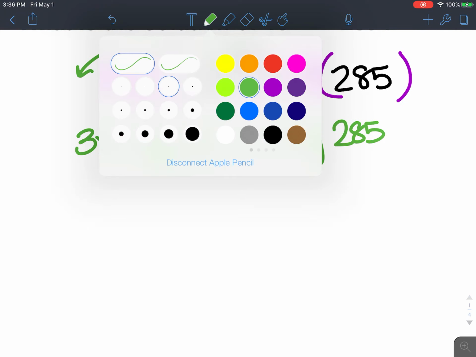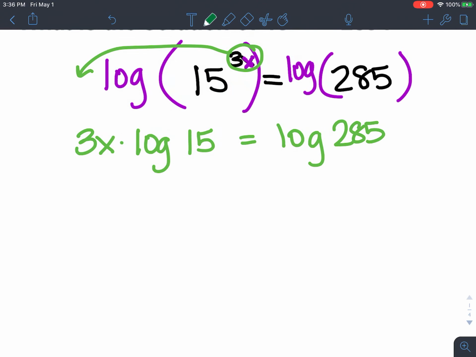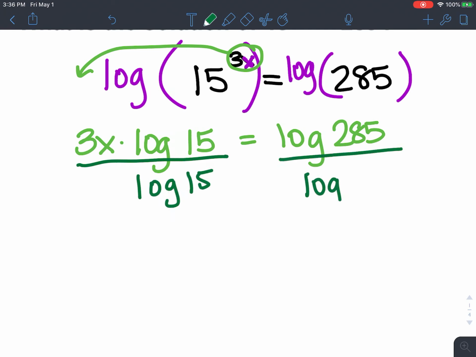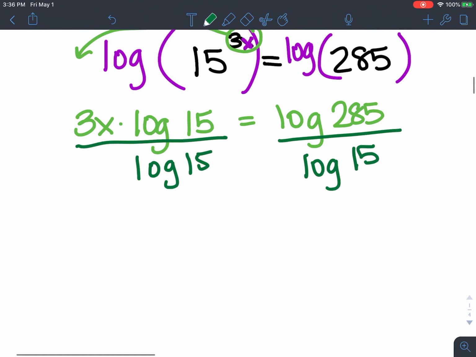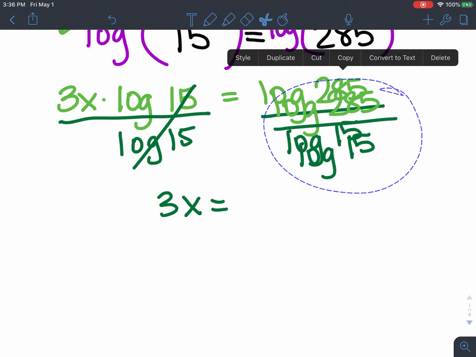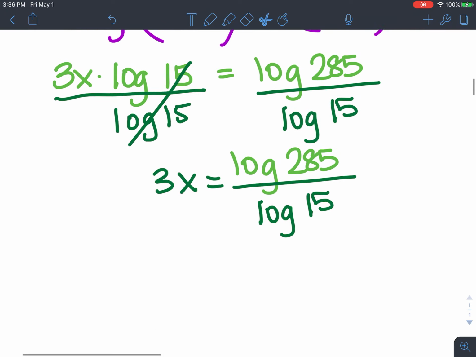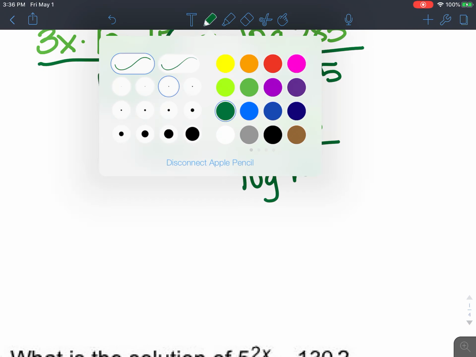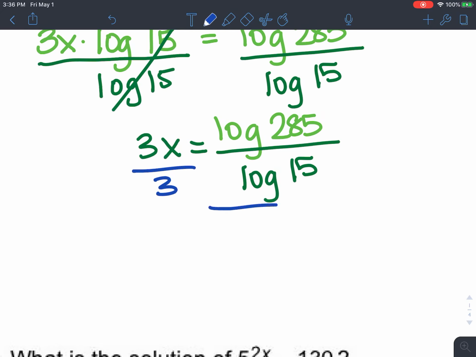Now remember, what are we trying to do? We're trying to solve for x. So I could do two things here. I could divide by log 15. Log 15 is just a number. It's just an annoying number, so we're not going to actually calculate it yet. And then we would get 3x equals whatever this is. I'm just going to rewrite it there. And then we could divide by 3. So x would equal whatever that number is.